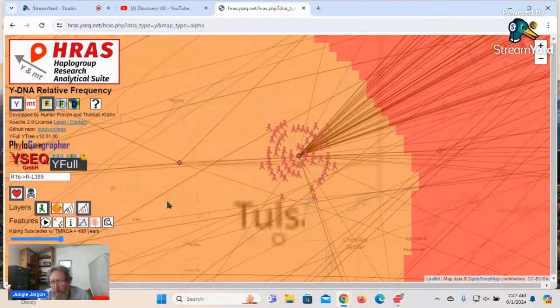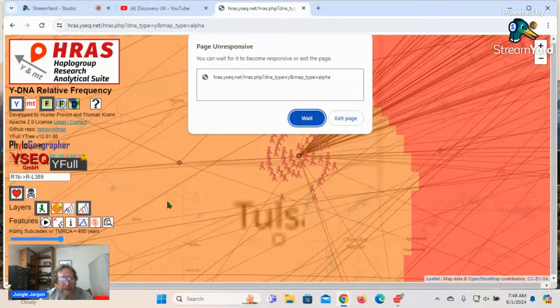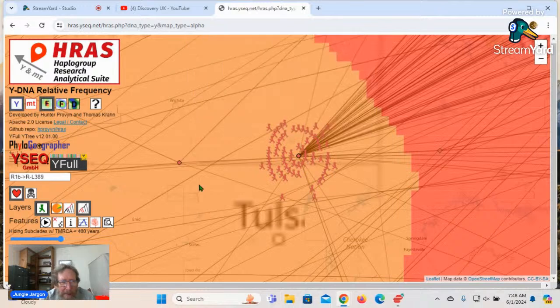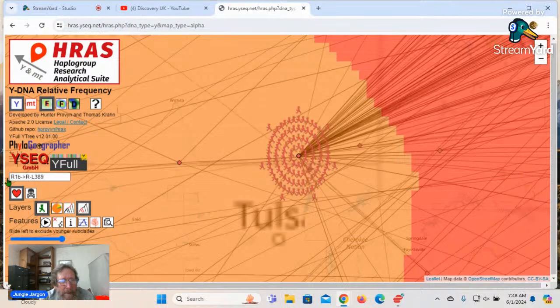So this is some of the lineages, and I would like to get to some of the other ones. The R, of course, the R lineages are huge populations, which is why it takes so long to load the information. But as soon as this gets done, we can go ahead and try to get another one. Okay, there we go.